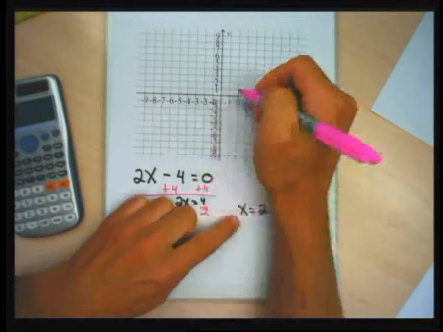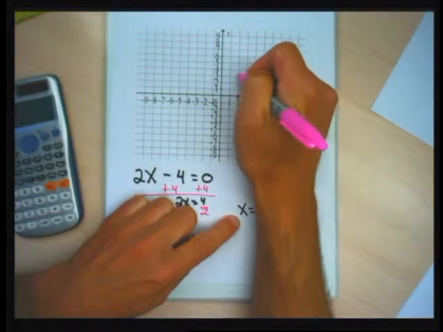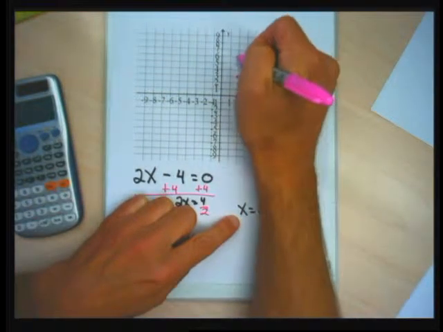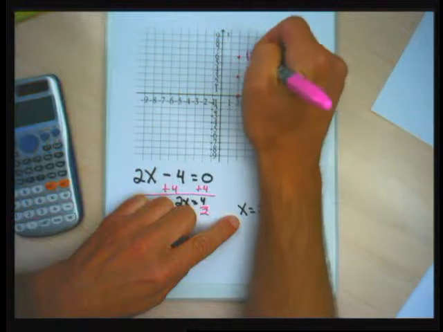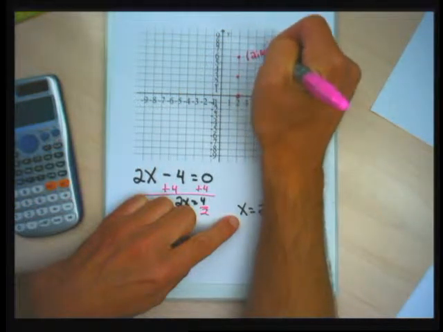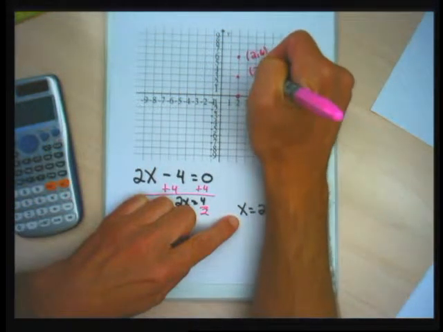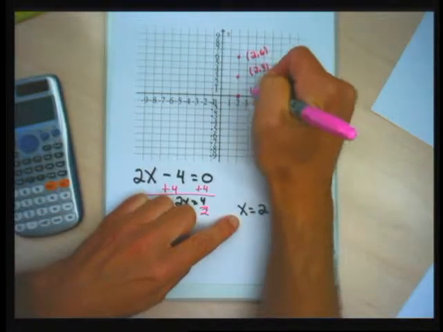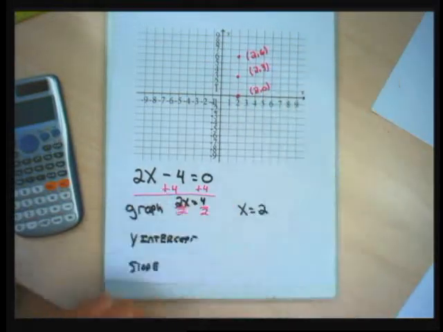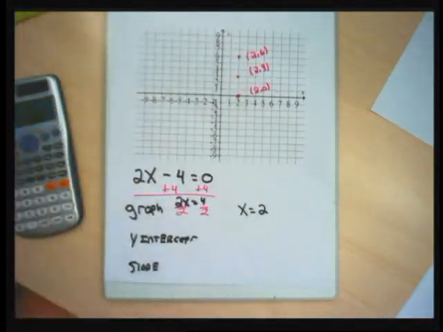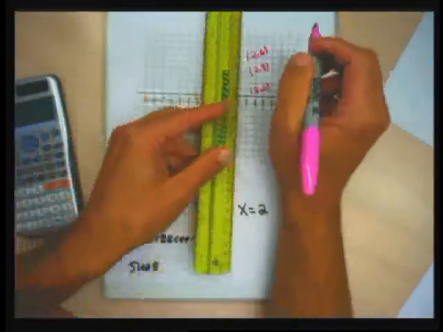So I'm going to find some points. To be on this graph, you have to have 2 for your x. So I drew 3 points. Here's the point 2, 6, 2, 3, and 2, 0. It's enough to be on this line. All you need is your x-coordinate to be 2. All 3 of those points have an x-coordinate of 2.